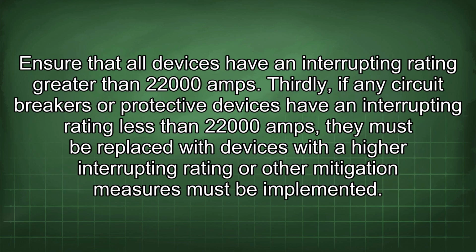Ensure that all devices have an interrupting rating greater than 22,000 amps. Thirdly, if any circuit breakers or protective devices have an interrupting rating less than 22,000 amps, they must be replaced with devices with a higher interrupting rating, or other mitigation measures must be implemented.